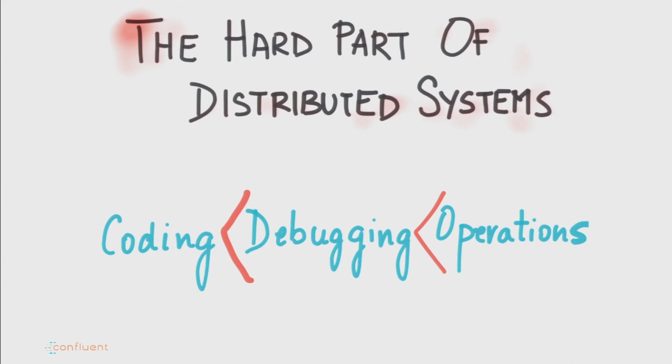The reason we started looking at these systems and trying to tackle the problem in a different way is because for distributed systems, coding is usually the easy part. Debugging is harder, and then operations, which is an ongoing problem, is oftentimes the hardest thing. So what we want to do is figure out a way to reduce the operations overhead and see if we can reduce the number of moving parts here.